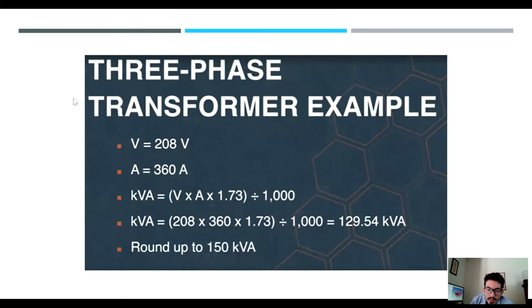If you look at the tables that you can find online or from the manufacturer, the next standard transformer for a three-phase application is 150 kVA. So you go one size up, and in this particular application, you use 150 kVA.